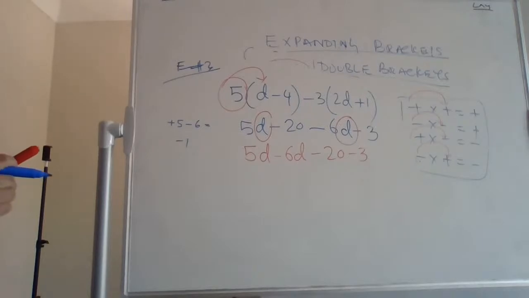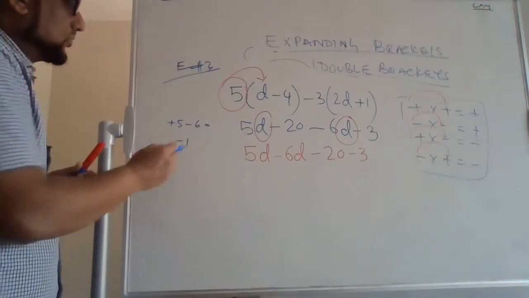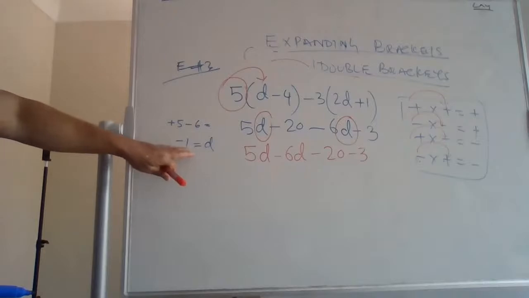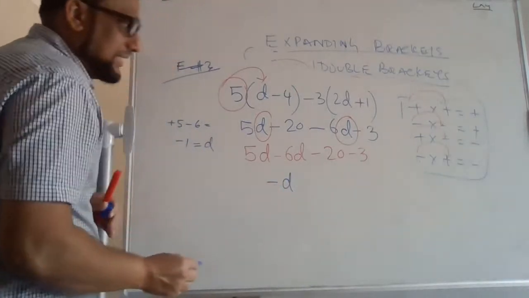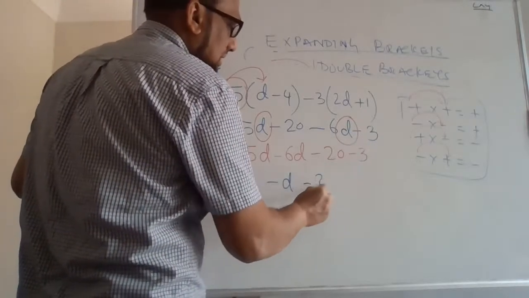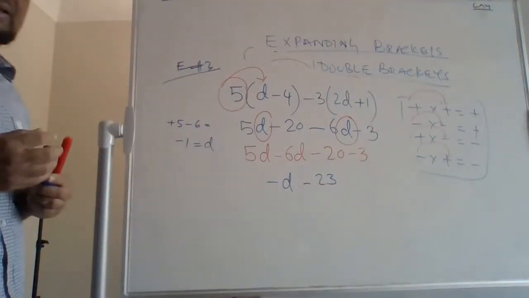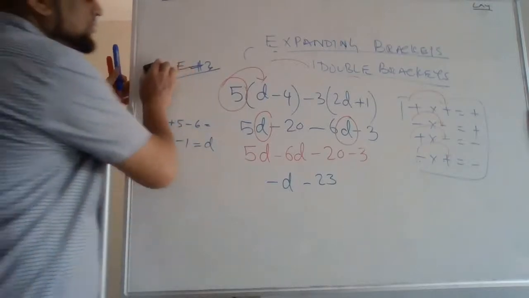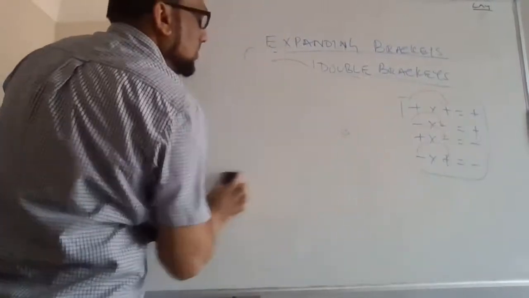Okay, so if there is a variable d, it means only one d left. So I can write down minus d, minus 20 minus 3, which is minus 23. This is our third example. So I'm going to take the last example, and you can try this one and try to solve.